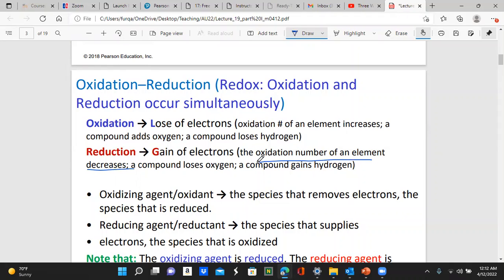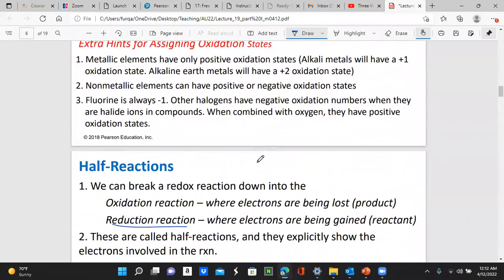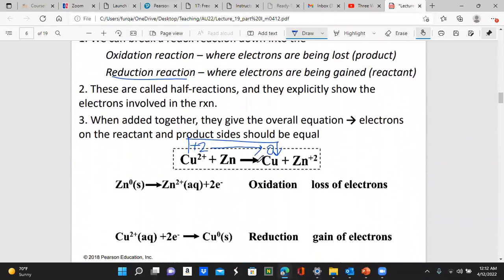The oxidation number of an element decreases. From plus 2 to 0 means 2 less electrons, right? And 0 means the copper is gaining 2 more electrons to become neutral, right? So it's actually what's going on with copper. On copper, it is the gain of electrons that is happening.